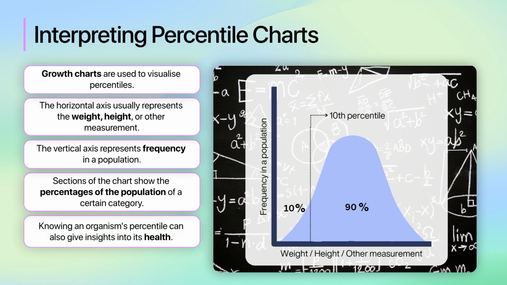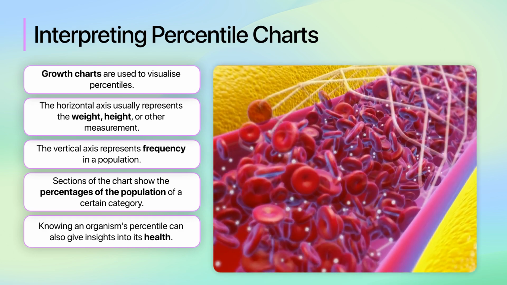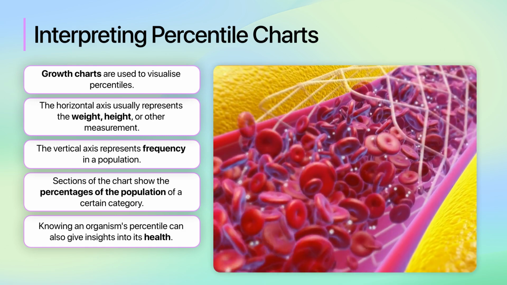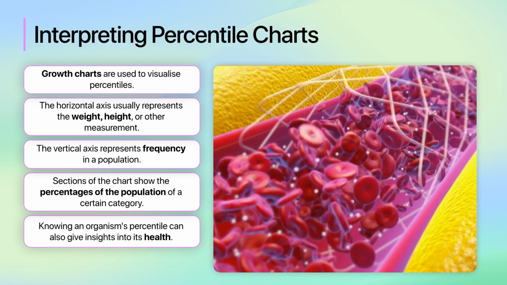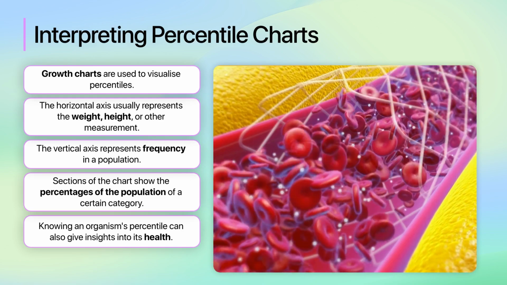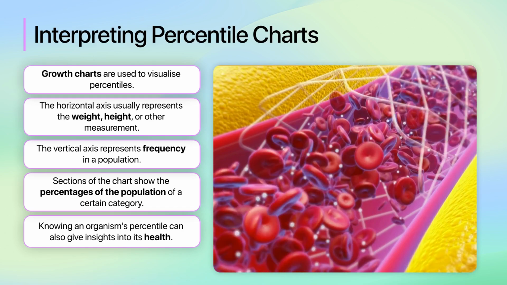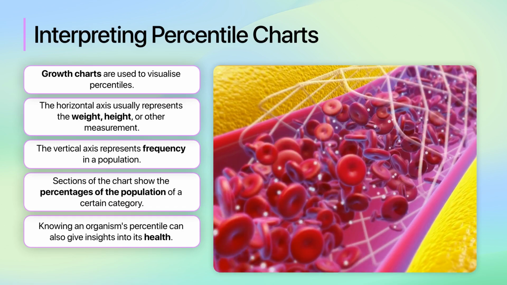Knowing an organism's percentile can also give insights into its health. A very high percentile can sometimes indicate health issues such as obesity, and a very low percentile could indicate undernutrition or a health problem causing poor growth. It's important to note that being in a high or low percentile does not necessarily mean good or bad health. This is because percentiles simply provide insights into how an individual compares to the overall population distribution.